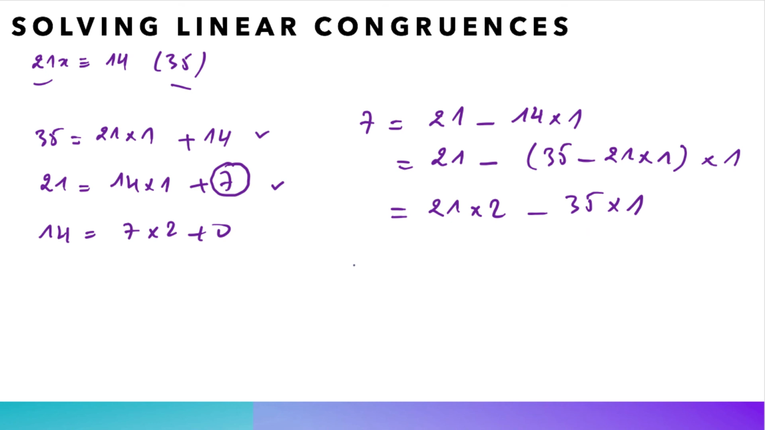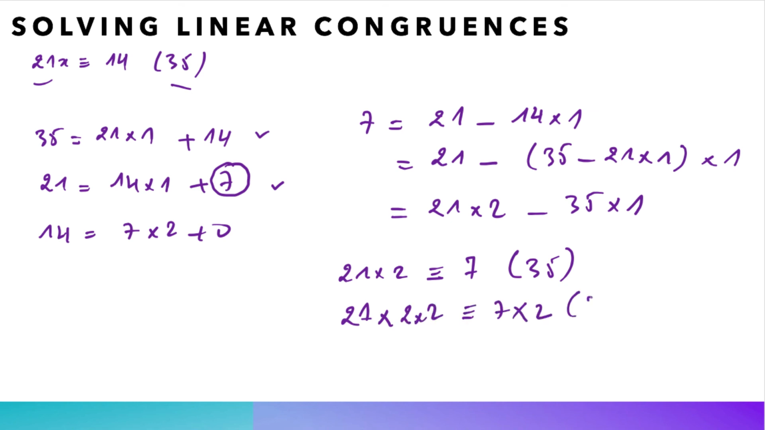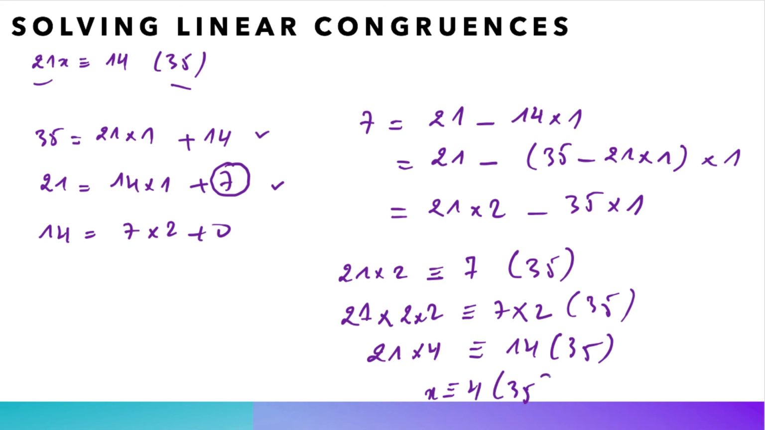In the congruence world, this means that 21 times 2 is congruent to 7 modulo 35, and if you would like to get 14, all you have to do is to multiply both sides by 2, and we get that 21 times 2, all times 2, is congruent to 7 times 2 modulo 35, which means that 21 times 4 is congruent to 14 modulo 35, and this says that x congruent to 4 modulo 35 is a solution to our equation 21x congruent to 14 modulo 35.